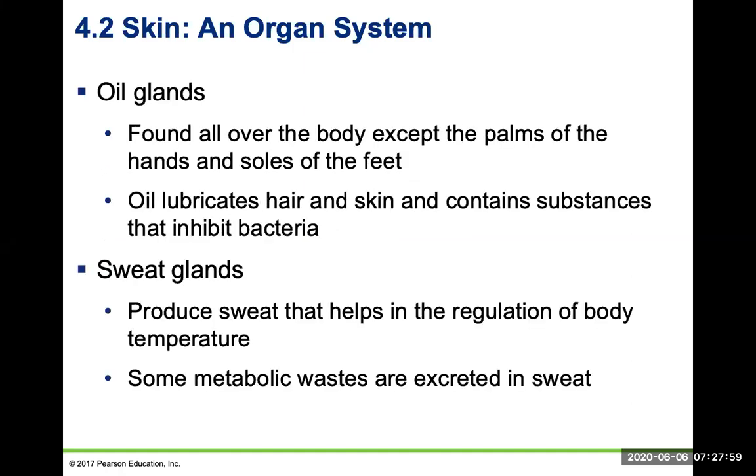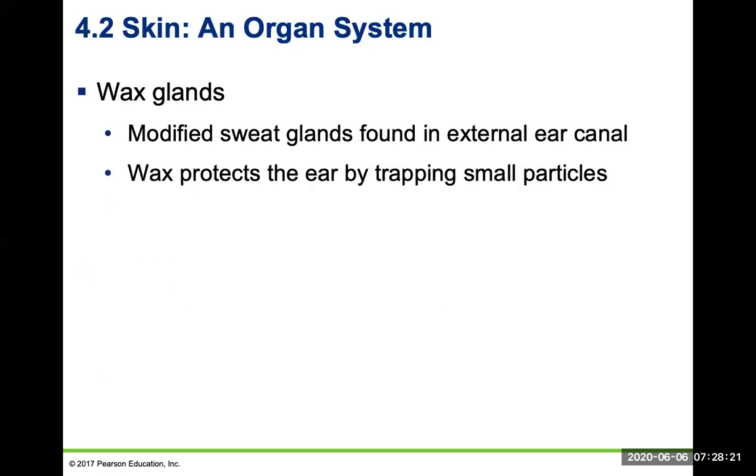Then oil glands we can find everywhere in our body except the palms of our hands and the soles of our feet. Oil is important for lubricating the hair and the skin, keeping things from drying out, and it contains substances that inhibit bacteria. Your sweat glands produce sweat that helps in the regulation of body temperature. Some metabolic wastes are also secreted in sweat. Then your wax glands are found in your external ear canal. And wax is important for protecting the ear by trapping small particles that could get into the ear canal.